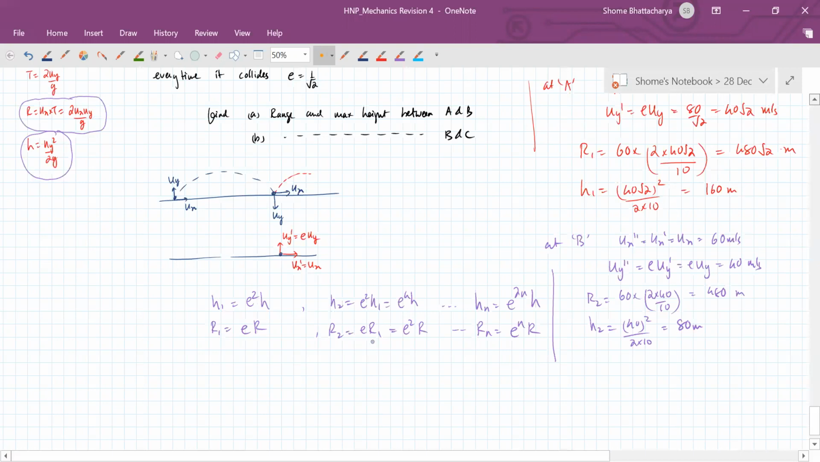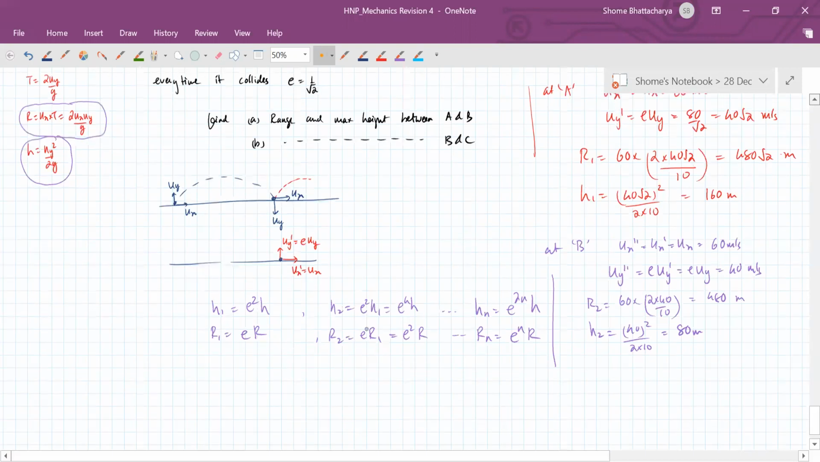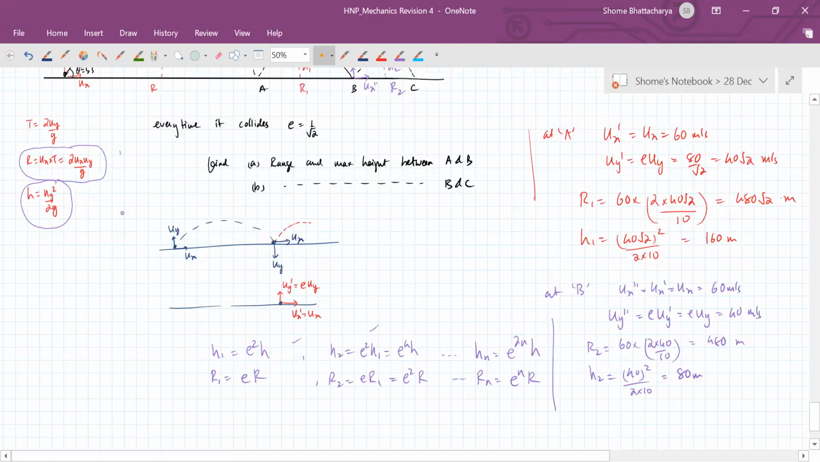Okay, clear? So just remember this kind of progression. So it all comes from this thing. Even time of flight, it will become like this. If the original time of flight was 2uy by g, so your time of flight between first and second collision will become e times t. Then your time of flight between second collision and third collision will become e times t1 or e square times t. So like that, time of flight will also have a common factor of e, whereas height will have a common factor of e square, like this. Okay, so this is this.